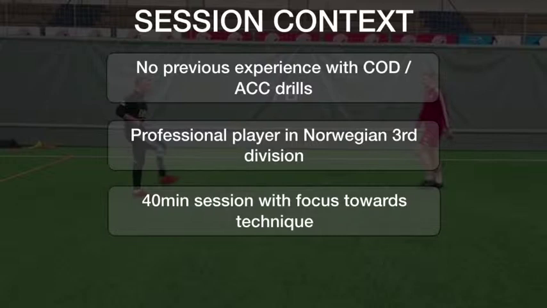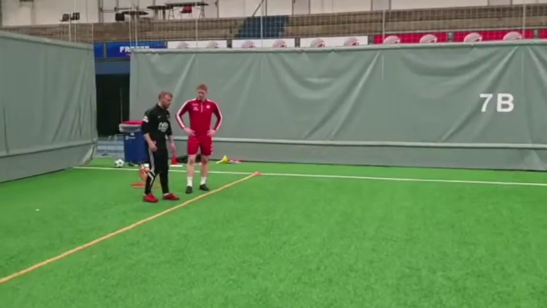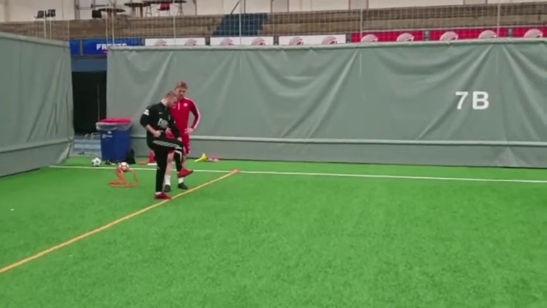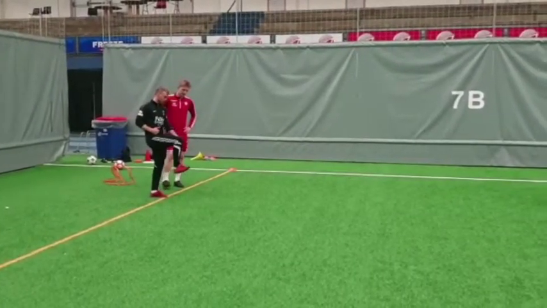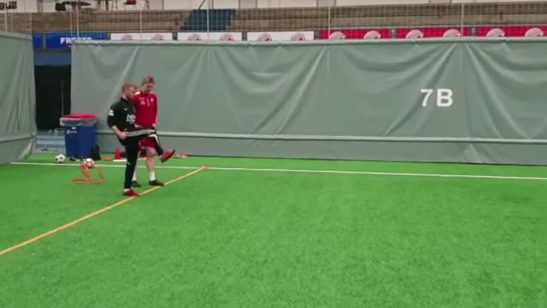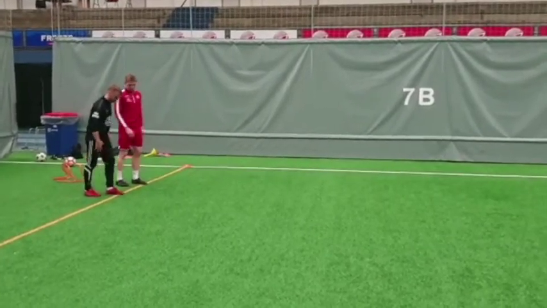drills. He's a professional football player currently playing in the Norwegian 3rd Division. The session itself was a 40-minute session with a focus towards improving his technique. Unfortunately, the session is in Norwegian, so the feedback and demonstrations will therefore only be described.